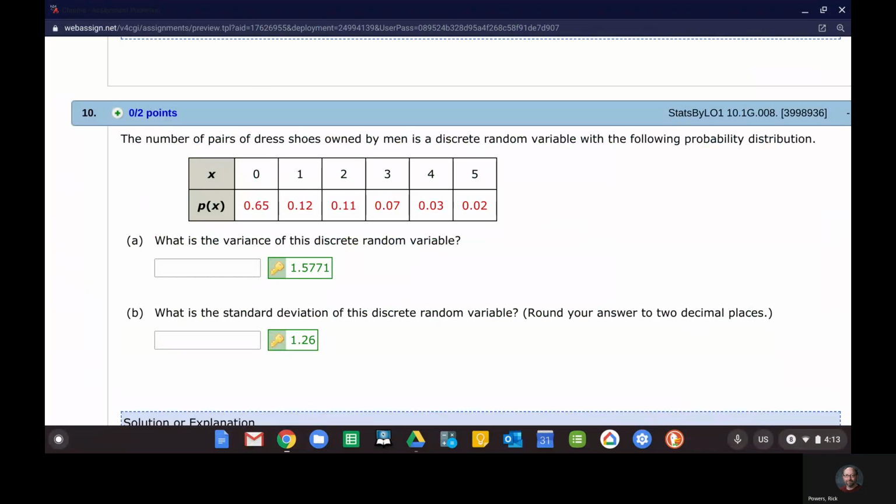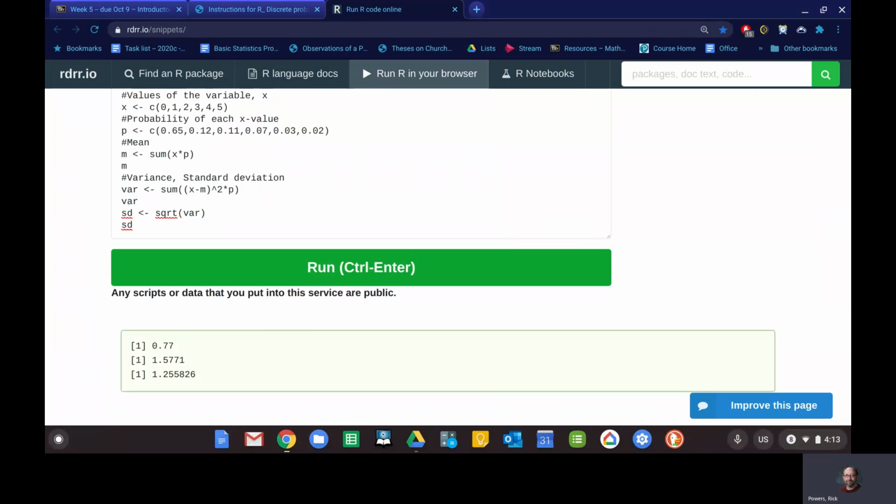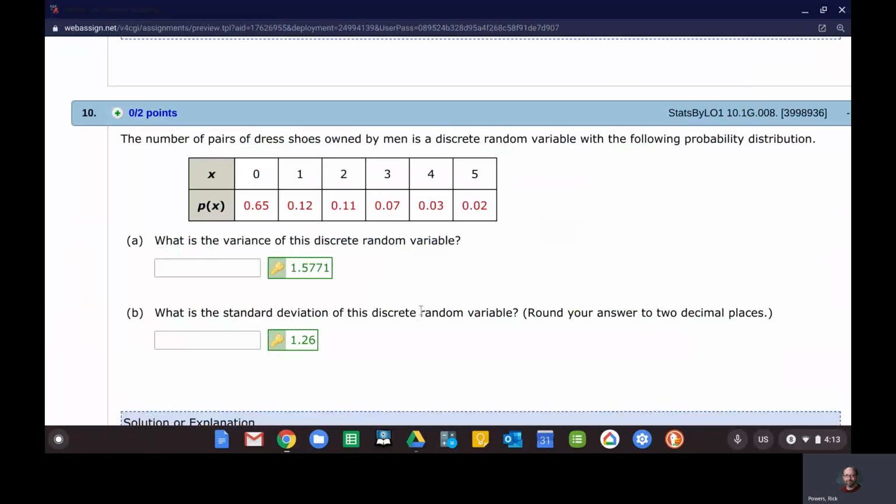So once again, the mean was 0.77. The variance is this number, 1.5771, and then this is the standard deviation, which rounded off becomes 1.26. And those are the answers that we need for this problem.